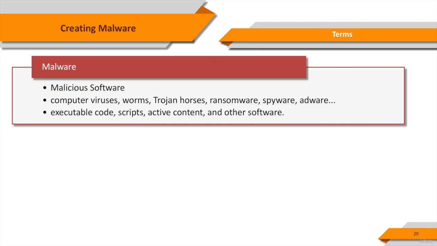Malware. It's a short form of the term malicious software. It's a kind of software that's used to compromise computer systems. It's an umbrella term used to refer to a variety of forms of hostile or intrusive software, including computer viruses, worms, trojans, ransomware, spyware, adware, scareware, and other malicious programs. It can take the form of executable code, scripts, active content, and other software.